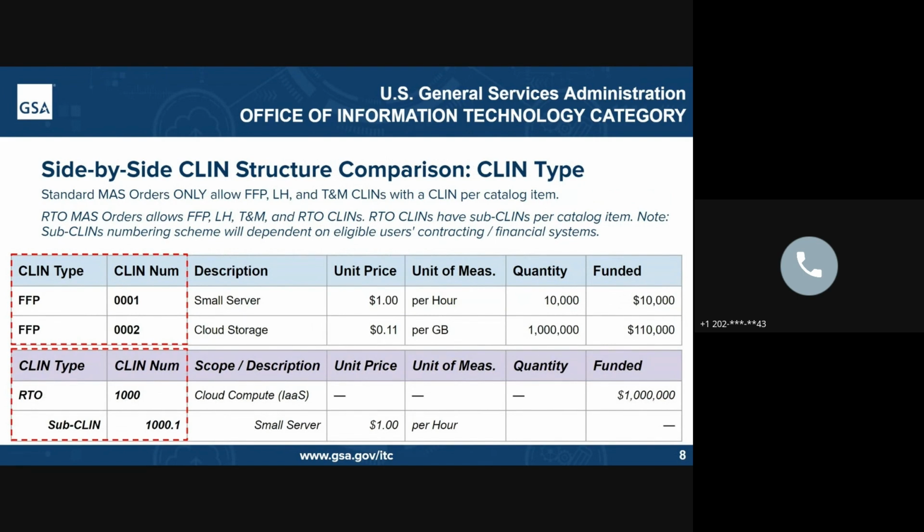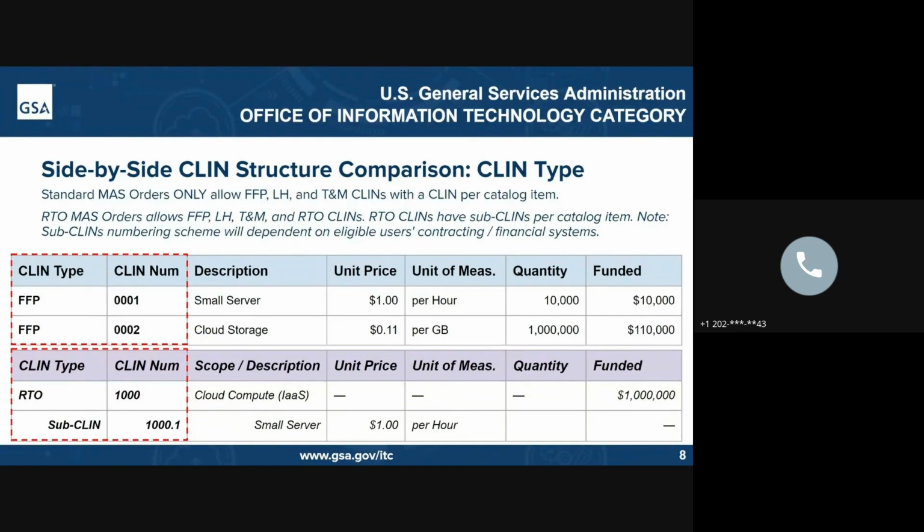All right, so you've gone over standard CLIN structure under MAS. That's pretty clear. Good description on how requirements task orders are laid out. You mentioned that you were going to talk about side by side. That looks like what you're going to talk about here. So yeah, please inform us on this.